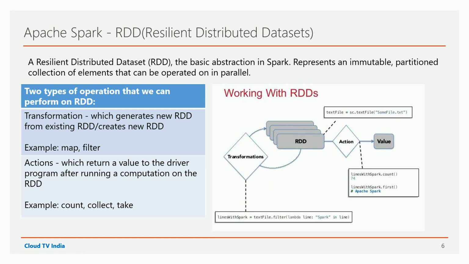Okay, what is the other type of operation? That is called actions. When you do an action, it returns a value to the driver program after running the computation on the RDD. If you want to see the lines which have the Spark word, you want to see the output, right? So you need to do the action operation. For example, collect is one such operation. When you do collect, all the data will be computed in the RDD, and it will return the value to the driver program.